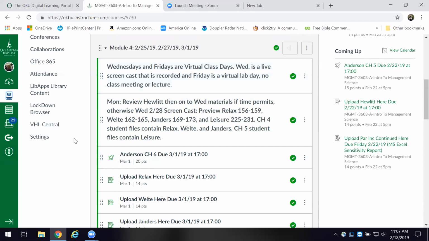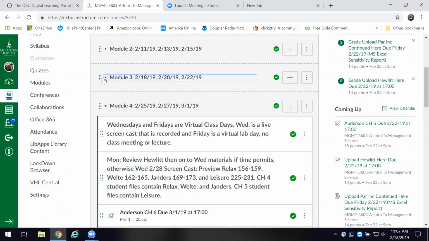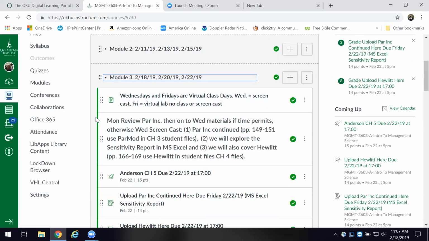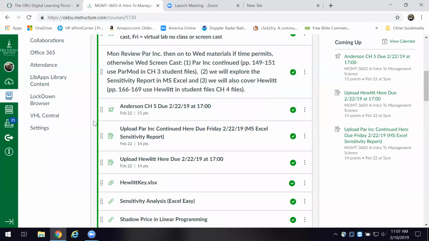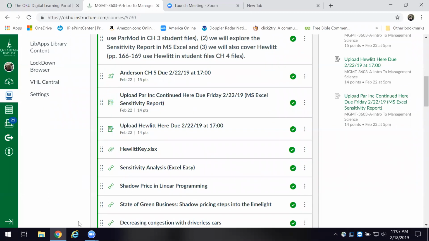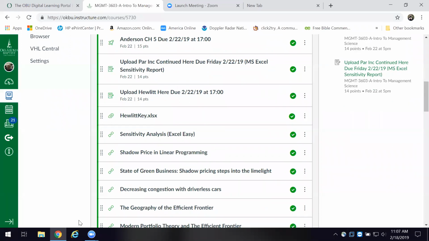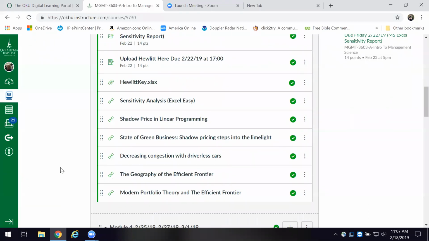Just to go through what we've got going on for this week, you should have uploaded the power assignment already, and then the same with Hewlett. And we talked, and I asked you to take a look at some of these resources about shadow pricing and sensitivity analysis. This is a way for us to get a little bit finer cut or look at the results that we get when we go through the process of running the optimizer.